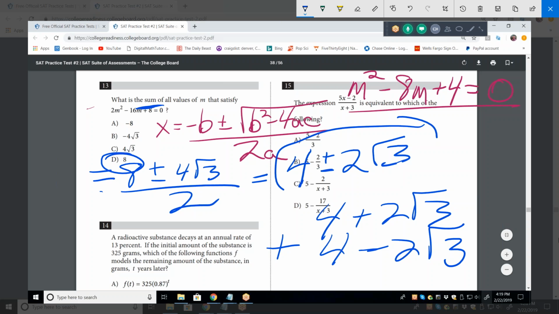Now, it feels to me like there should be a shortcut method to get to that answer, but I can't.